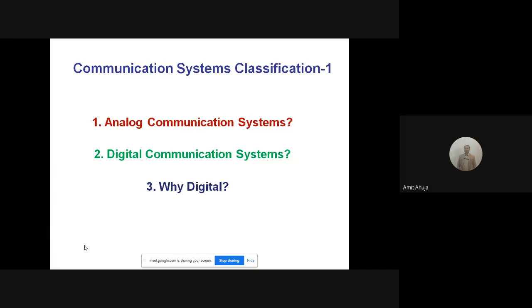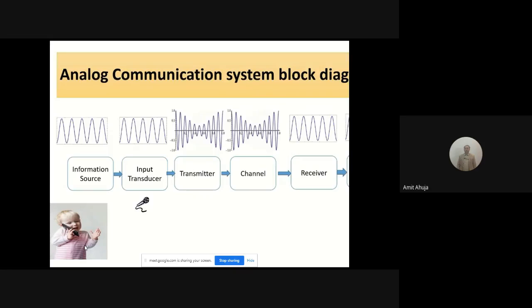So first of all, analog communication. You can classify communication in various ways, but one way is analog communication and digital communication. You will say, I am using an analog communication system and you are using a digital communication system. So the question arises, what is analog and what is digital? The important thing is that the only difference between these two is the type of source that is used.